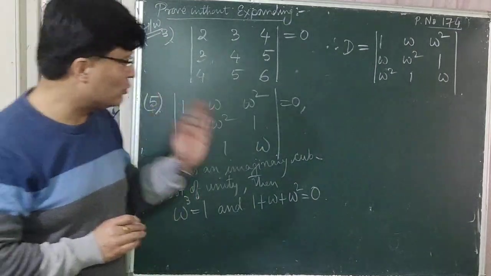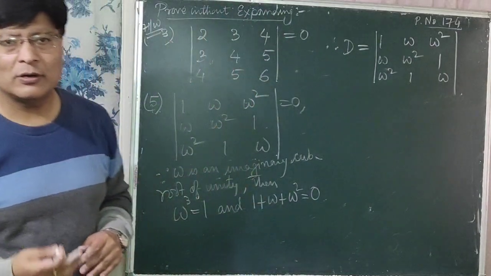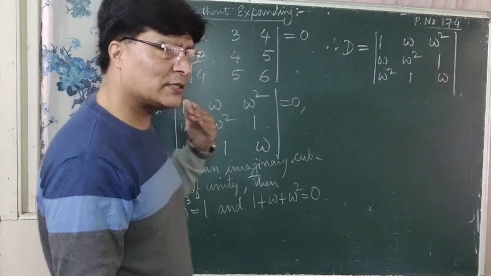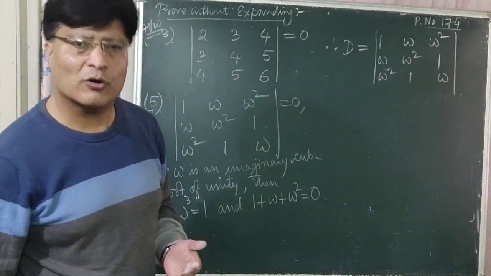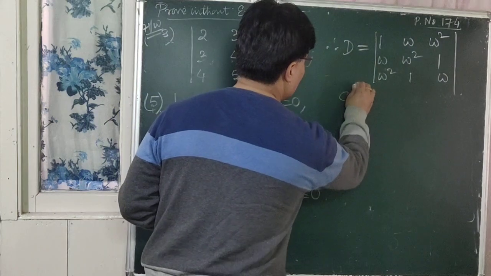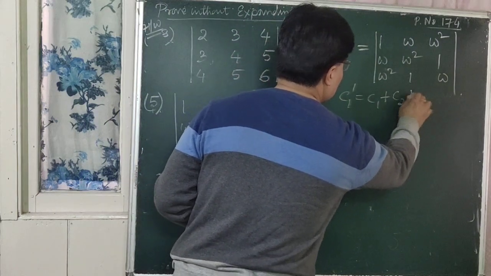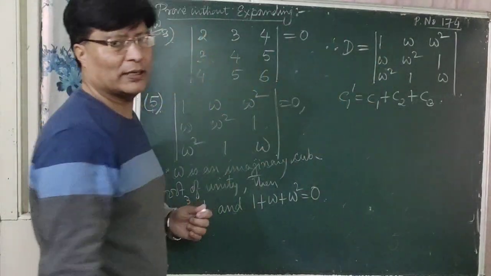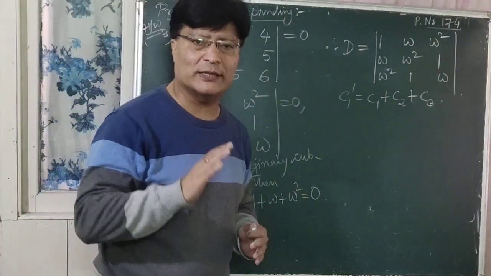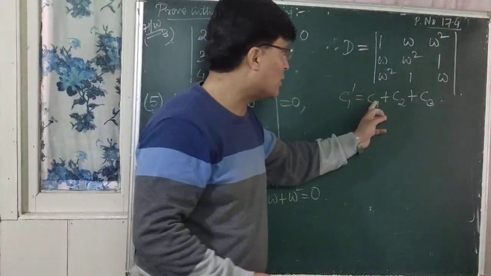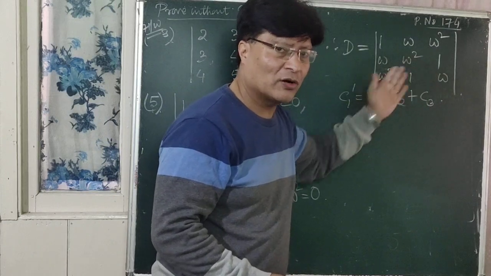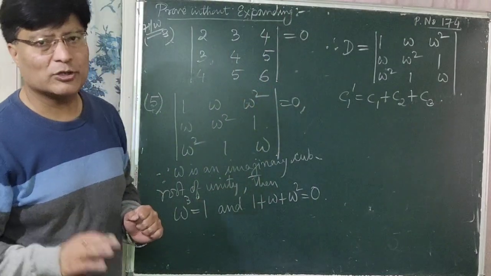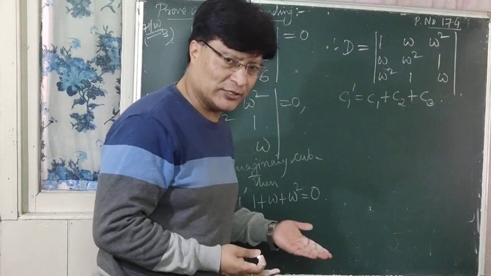So either you can use the property in terms of row or in terms of column, right? So now let us write down the property in terms of column. C1 dash is equal to C1 plus C2 plus C3. We are using C1 dash means new column 1. That is, column 1 is changing. C1, C2 and C3 are old column 1, column 2 and column 3. So we are using the property C1 dash is equal to C1 plus C2 plus C3. That is, column 1 is changing, right?